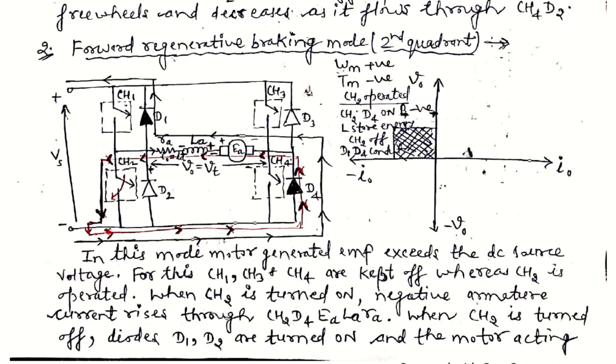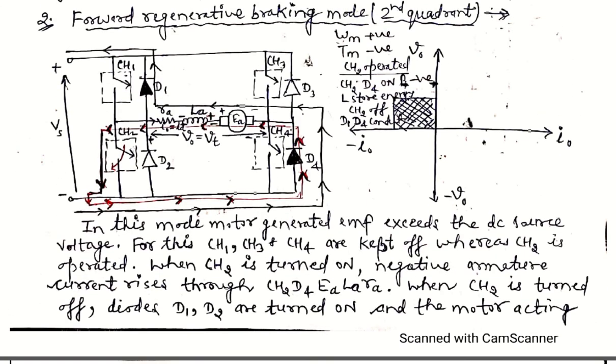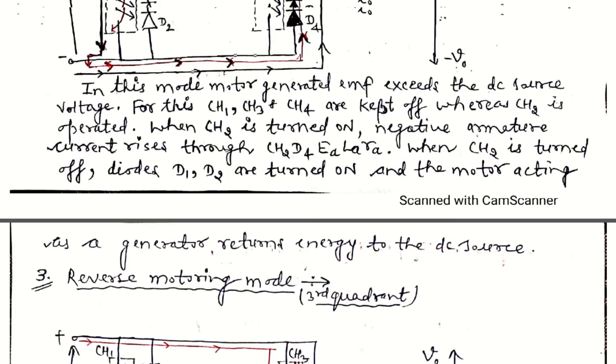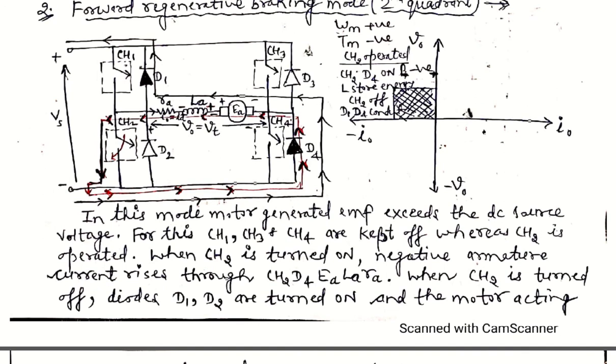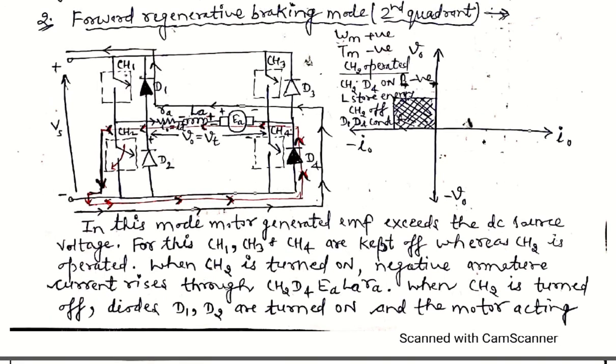Now when CH2 is turned off, then diodes D1 and D2 are turned on. So this is diode D1, and this is D2, which are in on condition, and the motor acting as a generator returns energy to the supply. This is the second part of this mode. In this red color line, the current flowing path will be like this, and the inductor releases the energy and it goes back to the supply side, and the direction of current is denoted by this black color line.